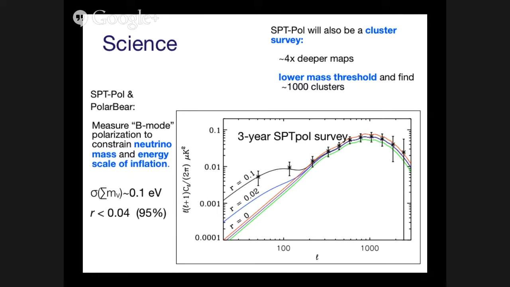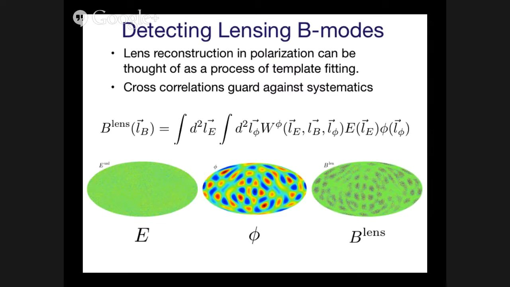What's been new in the last 6 months or so is that we've actually started to detect the lensing B-modes for the first time. And doing lens reconstruction in polarization is quite different than what you do in temperature, where you have to average over many modes. In lensing, since there's no initial signal in B-mode, if you measure an E-mode map and you measure a B-mode map, there's really a one-to-one correspondence that then tells you what the lensing potential is for one mode in that sky. So you can pretty much do a fitting process in that scheme.